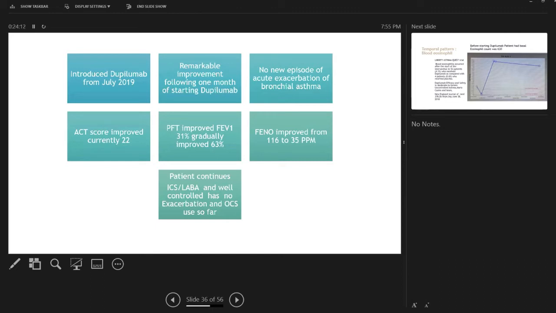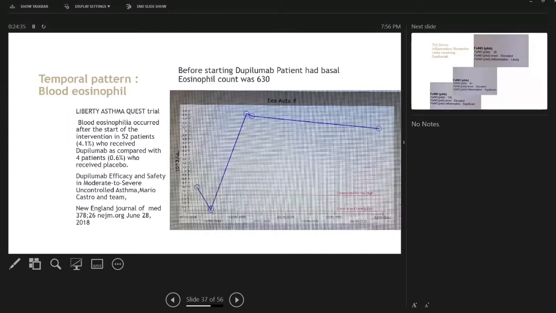No new episode of acute exacerbation. ACT questionnaire is 22 now, and his PFT gradually improved from 31% to 63%. So his lung function has doubled. And his FeNO went down from 116 to 35. The patient continues his other controllers. So I just wanted to share this story with you with a caveat about his eosinophils. I told you about his eosinophil being 600 when we started. It went down after dupilumab, and then it peaked again.